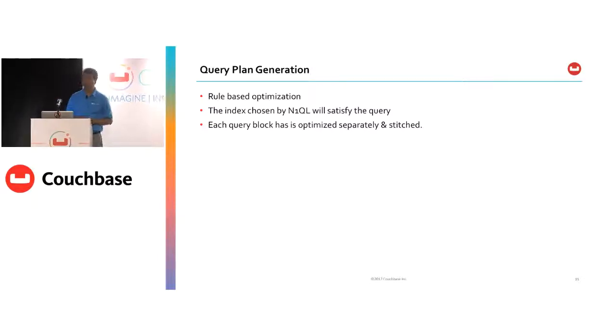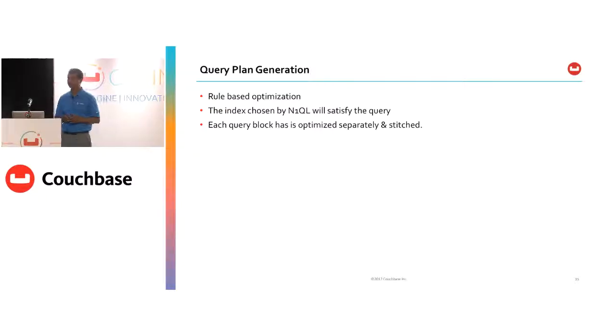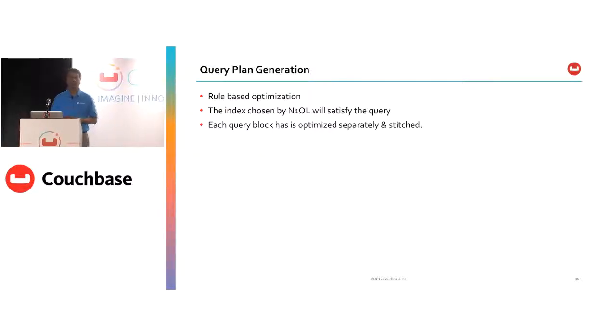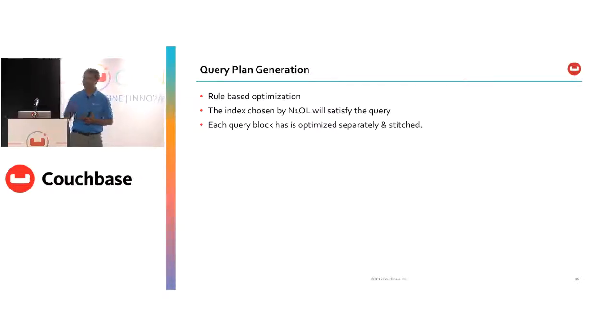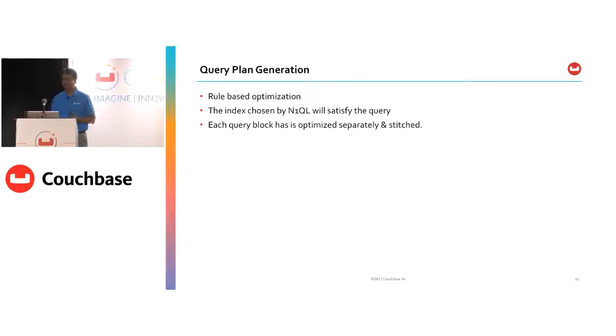We are a rule-based optimizer. First, we choose the index for the first key space in the from clause, and then we do the optimization for each query block separately. We don't do subquery flattening or query rewrite. We simply optimize each of the query blocks.